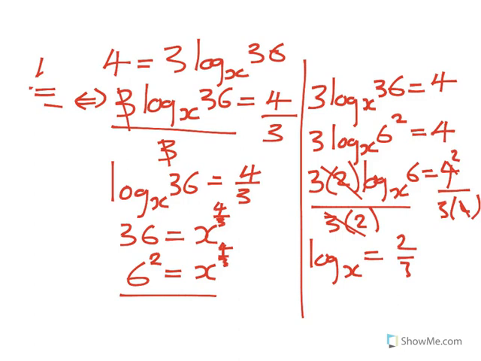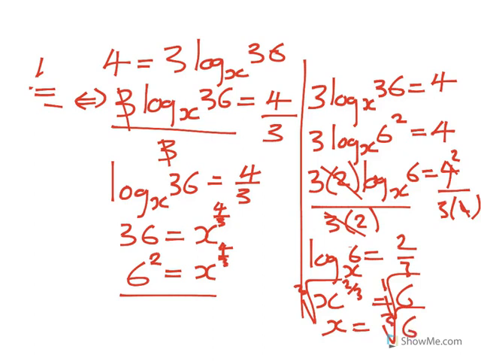You are going to have log base x of 6 is equal to 2 over 3. Therefore, you are going to have x to the power 2 over 3 is equal to 6. Now, you do this by cube root. You are going to have x is equal to cube root of 6. And then you square again, so it will be 6 squared. So x is equal to cube root of 6 squared.